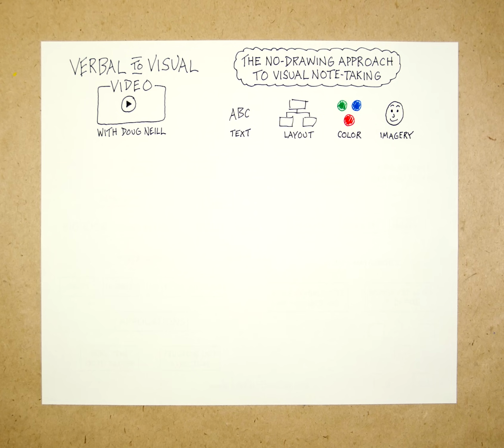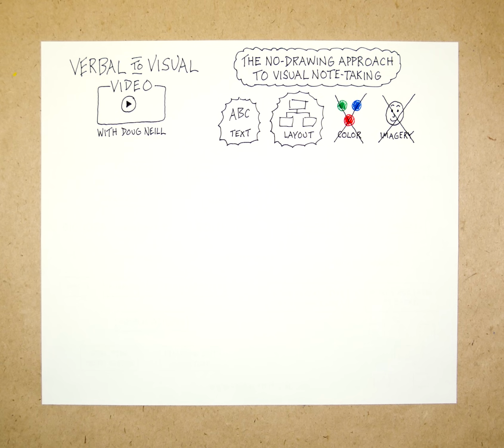In this no drawing approach to visual note taking, we're going to focus on text and layout alone, and we're going to ignore color and imagery. I'm going to share with you what you can do with just those first 2 components, and then I'm going to show you some examples of how I have used this approach in my own work. So let's start with that first component, text.